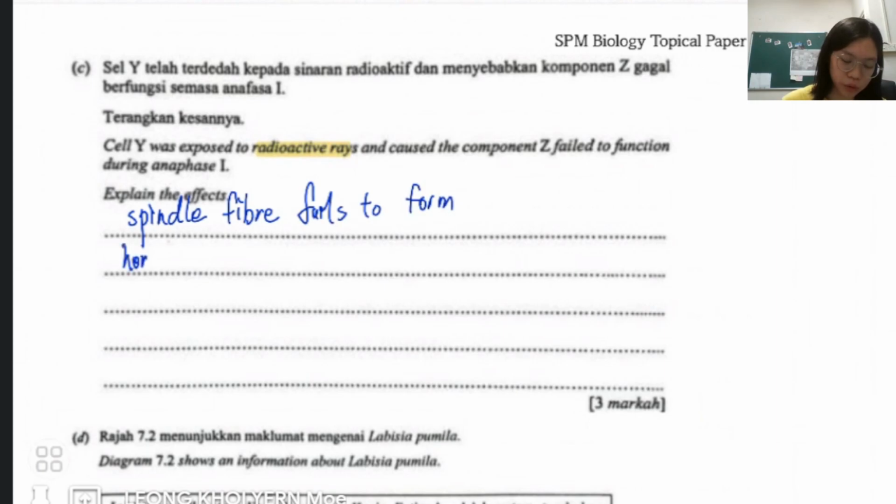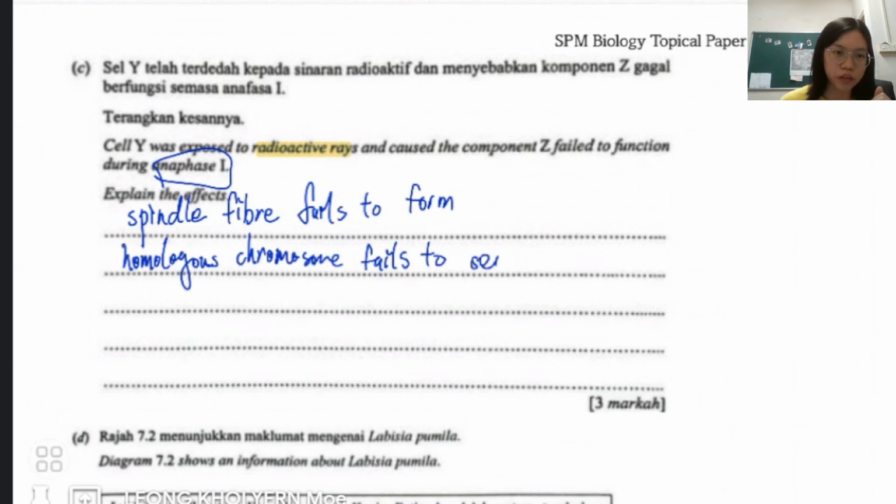Because this is about anaphase 1, anaphase 1 is where the separation of homologous chromosomes occurs. Anaphase 2 is the separation of sister chromatids. So the homologous chromosomes fail to separate. Non-disjunction occurs.